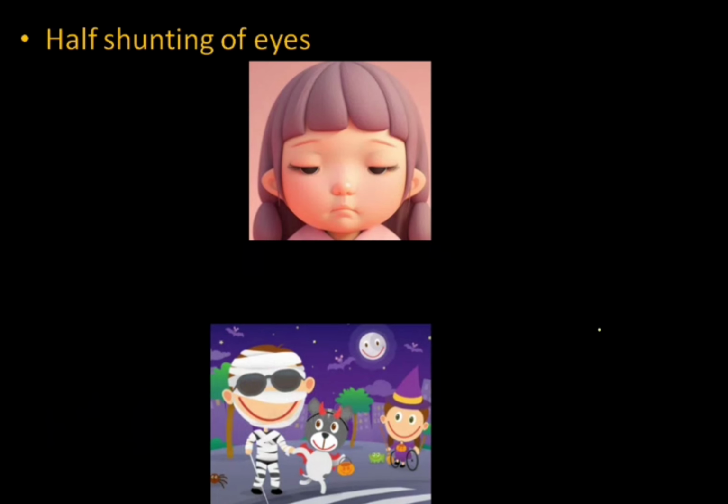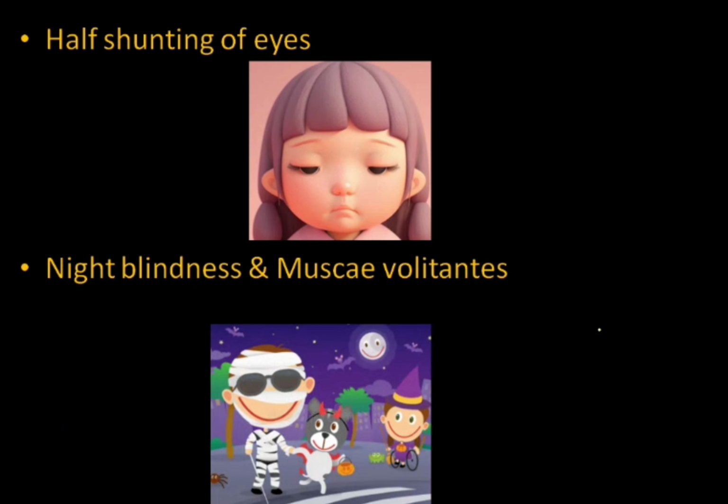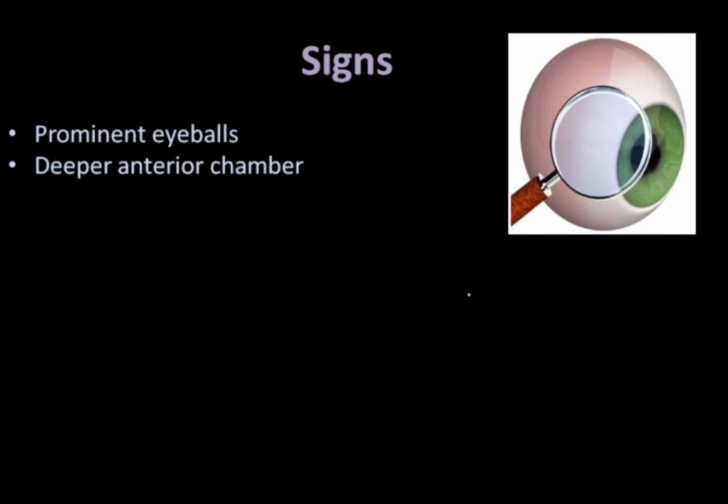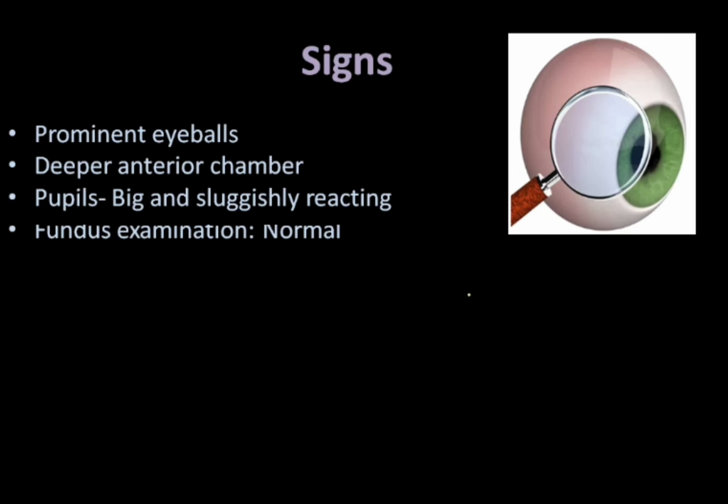In pathological myopia, in addition to all of these, you can also see night blindness and muscae volitantis. So what is muscae volitantis? The person will be complaining of floating black opacities in front of the eyes. That is called muscae volitantis. So what are the signs you can see? First, they can have prominent eyeballs, a deeper anterior chamber, and pupils that look big and react sluggishly. Fundus examination is normal. These are seen especially in simple myopia.